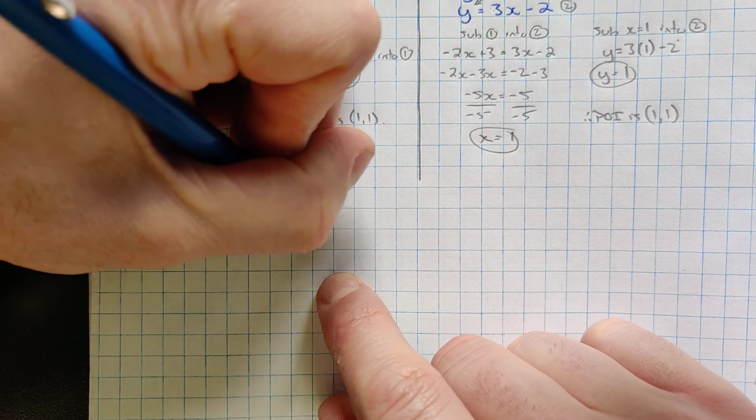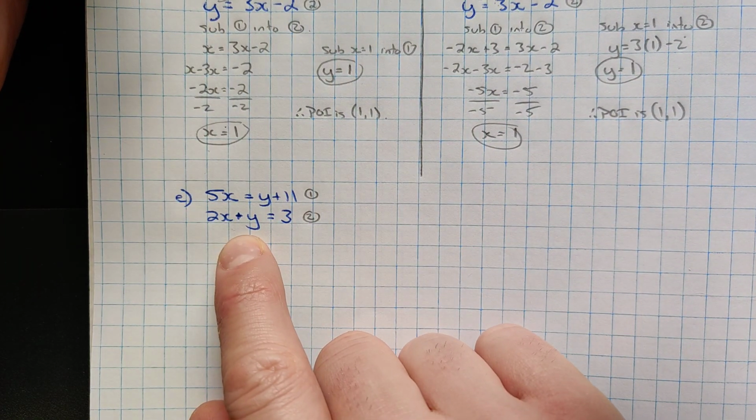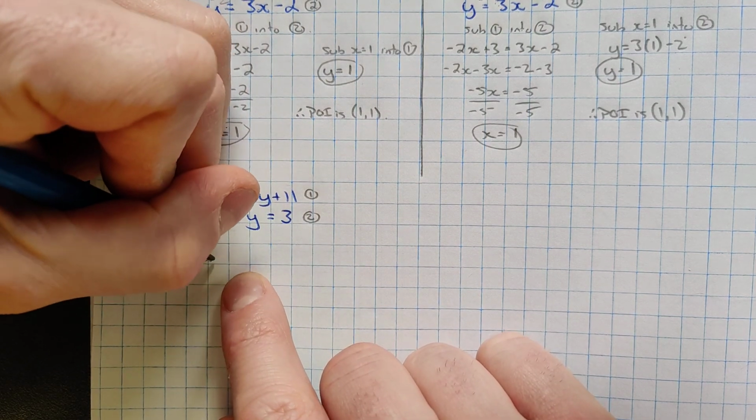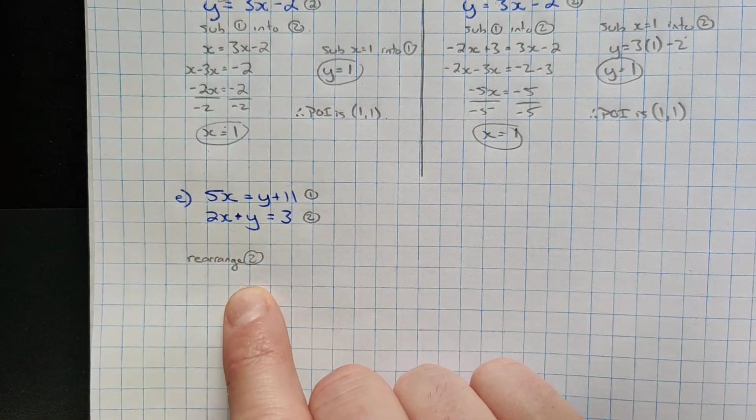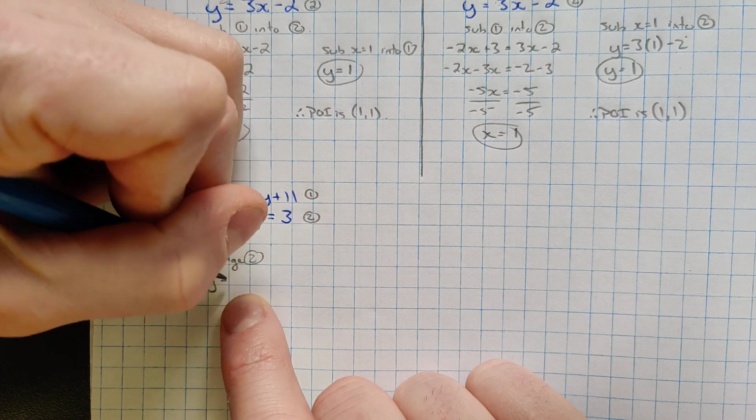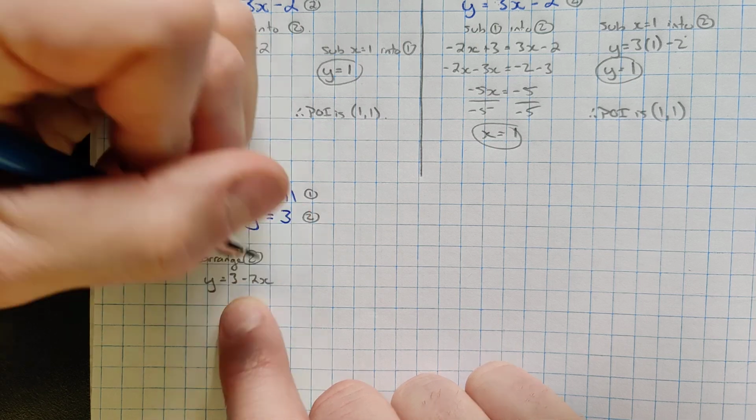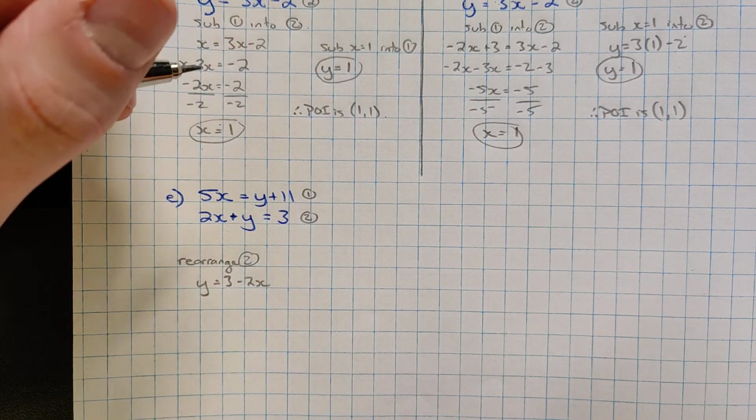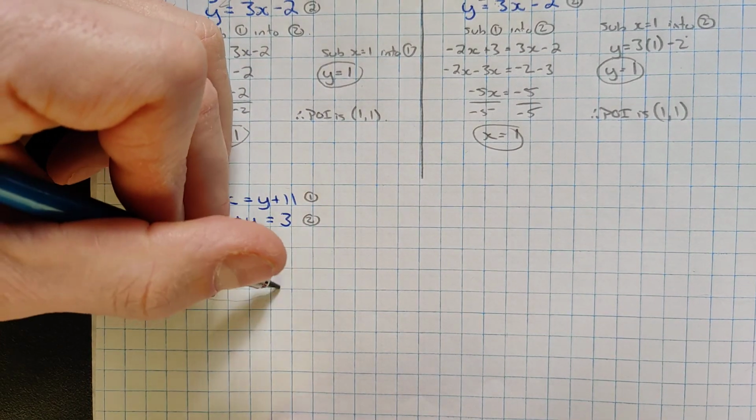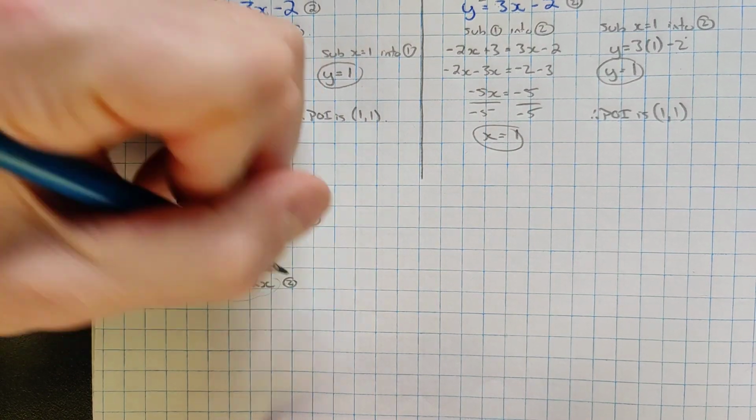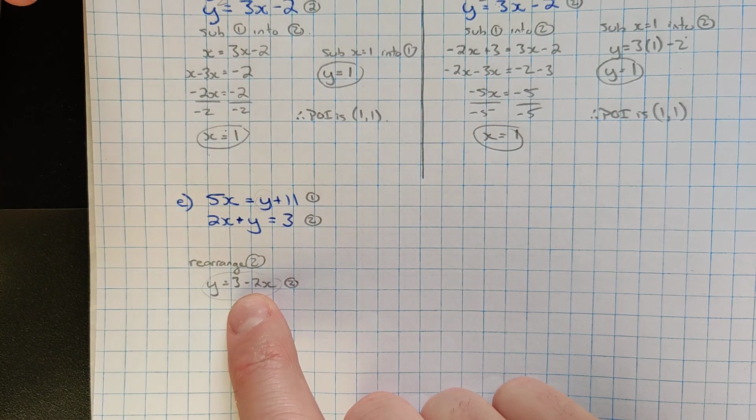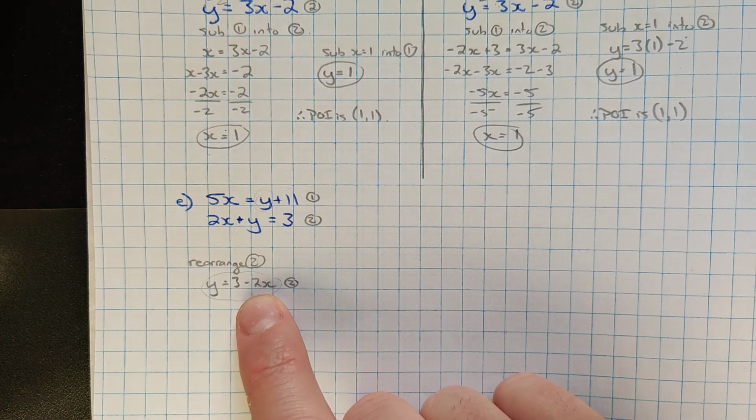So I'm going to label them 1 and 2. I think I'm going to rearrange equation number 2 here, and I'm going to move that 2x over to the other side. So I'm going to state I'm rearranging equation 2, and I'm going to get y equals 3 minus 2x. When I do that, I subtracted 2x from both sides, and now I have an equation here. This is still equation 2, just rearranged, that can fit into here and replace the y value. I can replace the y value with 3 minus 2x. So let's do that.